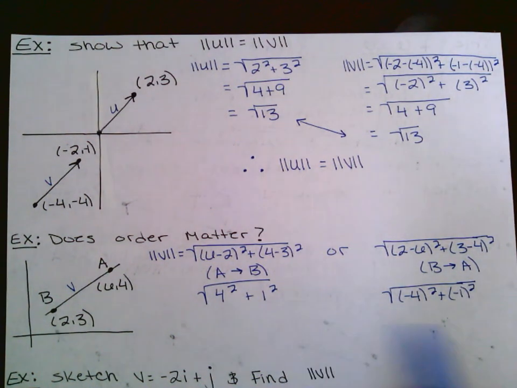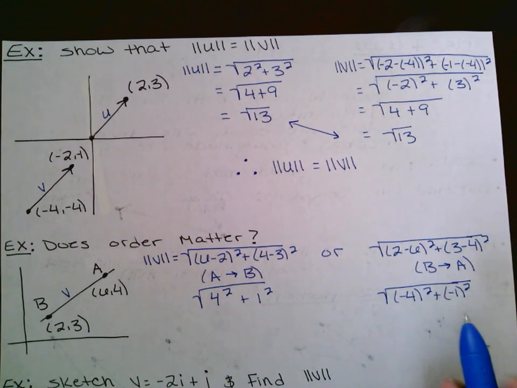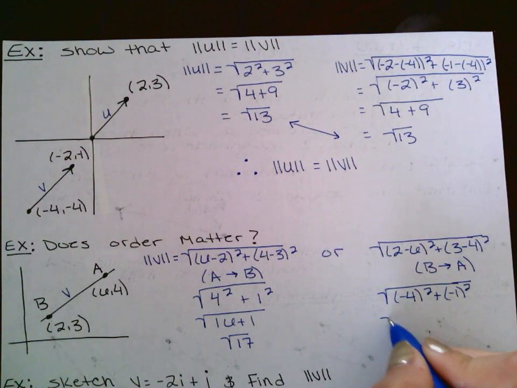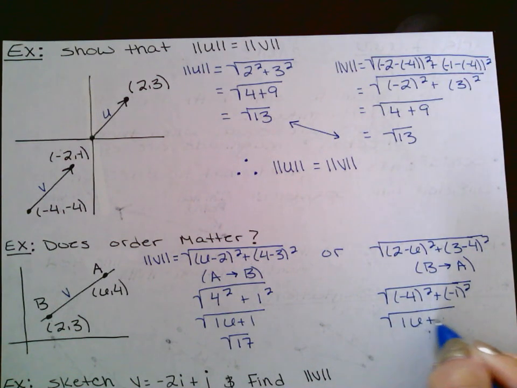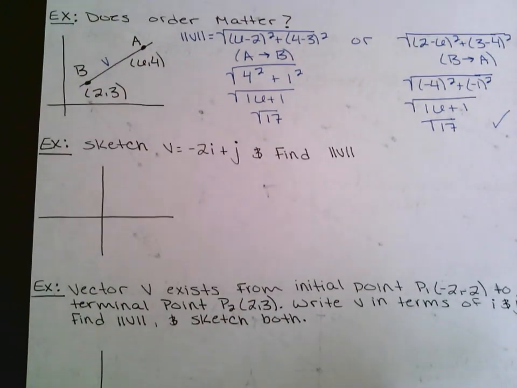Remember that these parentheses are a big deal. If you're doing this in your calculator and you forget these parentheses, you'll get the wrong answer. Your calculator is so good at doing PEMDAS that it'll do the exponent before it multiplies the negative. But it is the entire negative 4 that gets squared. So you should end up with the exact same answer. Order does not matter for magnitude. Let's go ahead and move on up.